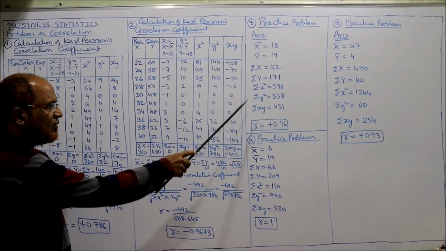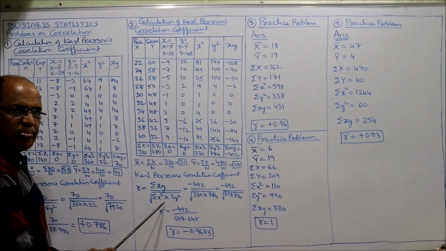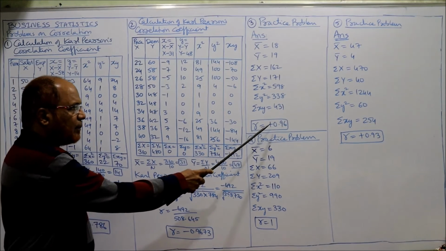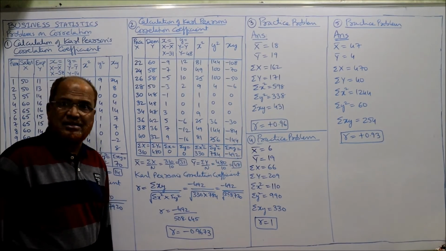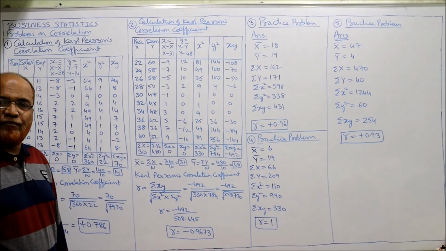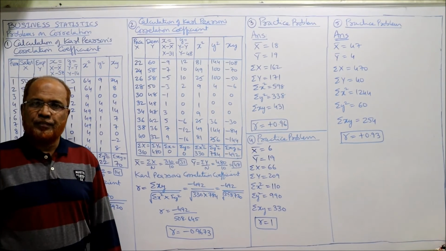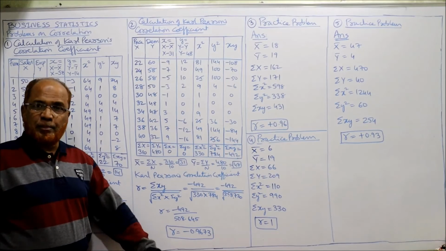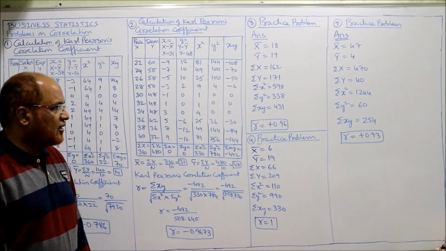Finally, substitute the values in the formula for R. Apply in the correlation formula, you will get plus 0.96. All the best. Hope everybody who is watching my video is following my instruction. It will be a pleasure for me if you learn.